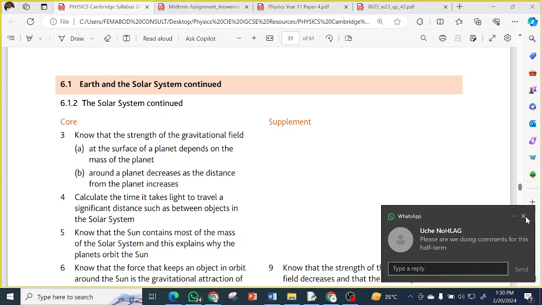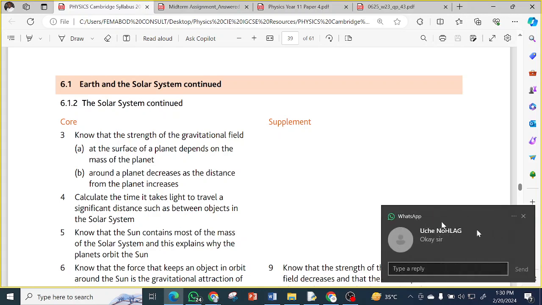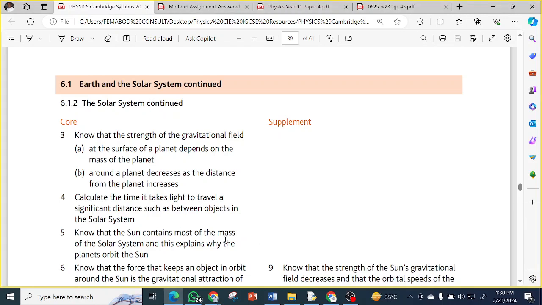If an object moves away from a planet, the gravitational field strength of that planet on that object will be reduced. That is why whenever a rocket is leaving the earth, as soon as it gets to a point far from the earth, it enters space. The gravitational field strength of the earth will not be able to pull it anymore. So two things affect gravitational field strength: the mass of the planet and the distance from the planet.